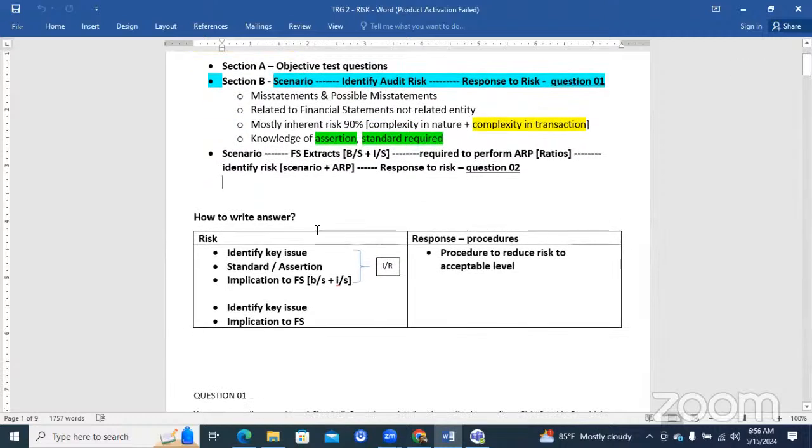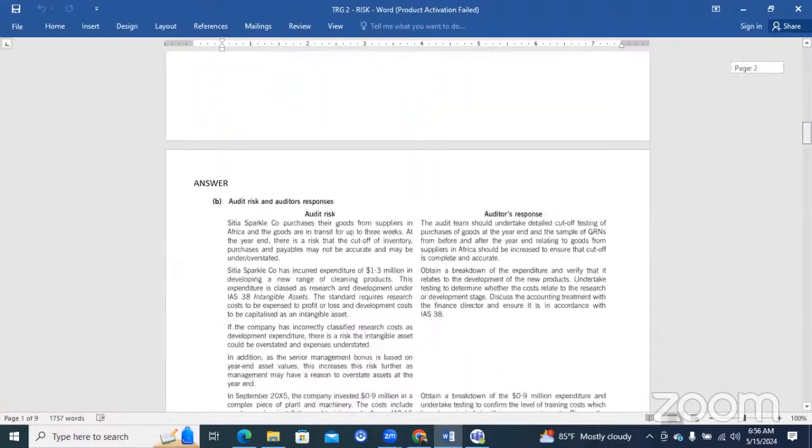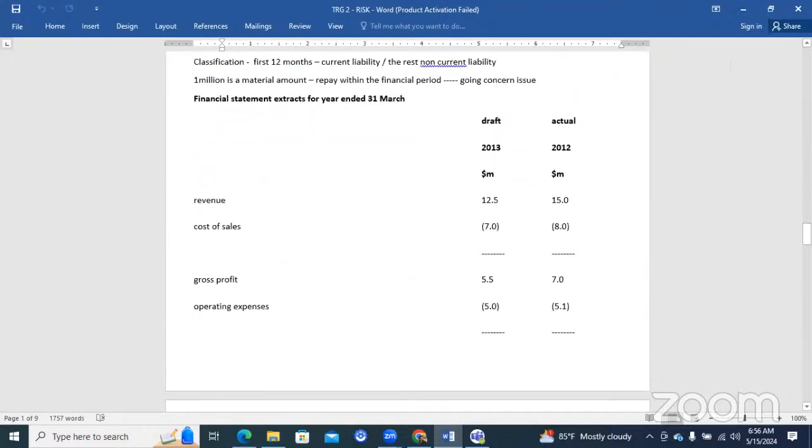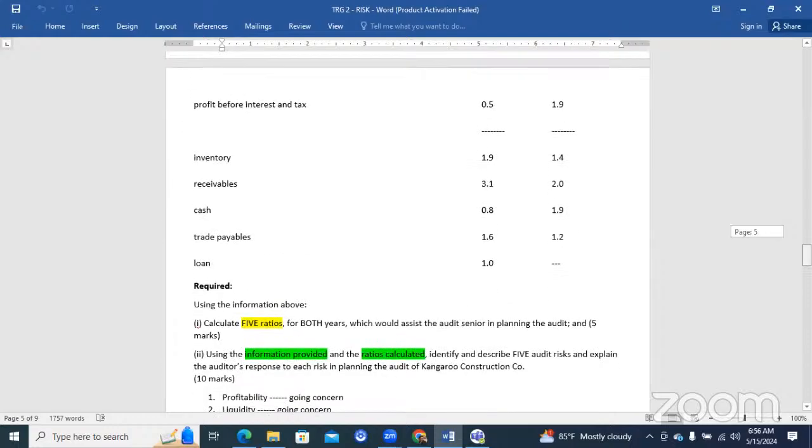Okay. Now let's take the third story, where the scenario is given and a financial statement extract is given. We should perform analytical review procedures, and then we should identify audit risk and response to audit risk. That type of question we can start here. How to identify that type of question? Make it very simple. Within your audit risk question, if you find any financial statement extract, that is an ARP question. Don't forget to calculate ratios.